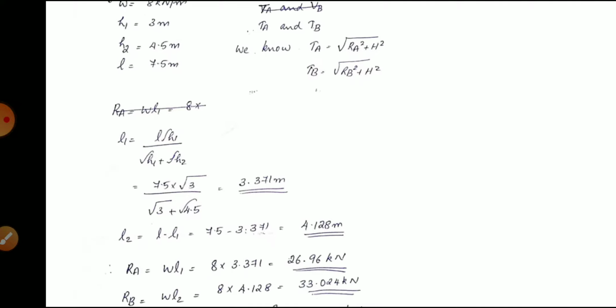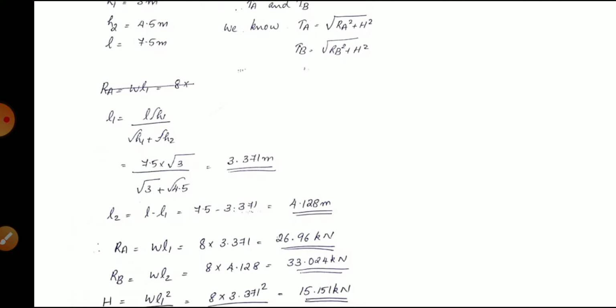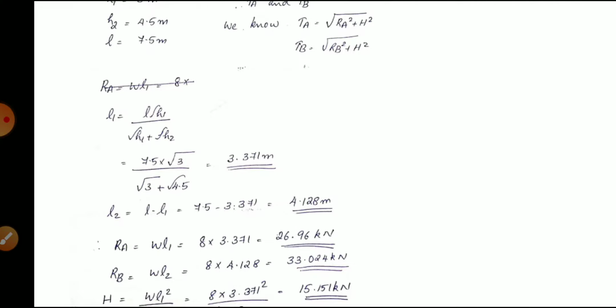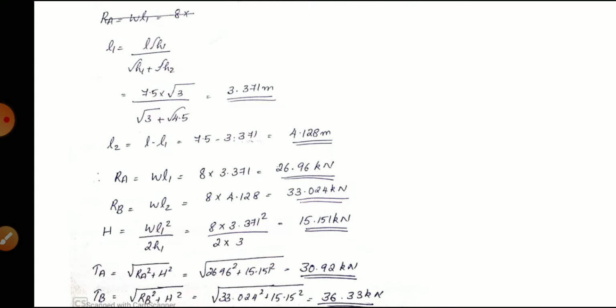And to find out RA and RB, you need to find out L1 and L2. The formula we know, L1 is equal to L into root H1 by root of H1 plus root H2. Substituting those values, find out L1. Then once L1 is known, L2 can be found out using L minus L1. So L2 is also obtained. Once L1 and L2 is obtained, you can find out the reactions RA and RB as W into L1 and W into L2. And the horizontal thrust WL1 square by 2H1. Substituting those values, you can solve for RA, RB and H.